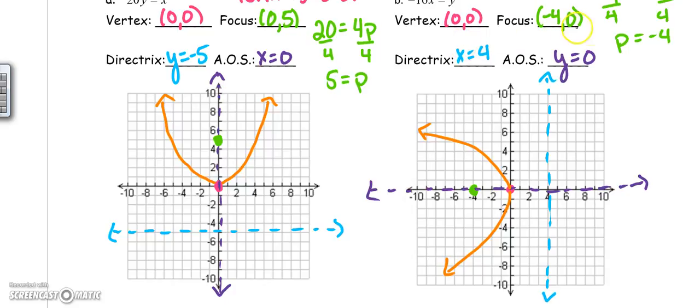A couple things to notice. The directrix and axis of symmetry will always be perpendicular, so that means one is x equals and one is y equals. They should never be the same. So if you're not sure when you're doing that second one, that can be a good way to check. If you have any questions, make sure you're jotting them down so you can ask in class tomorrow.